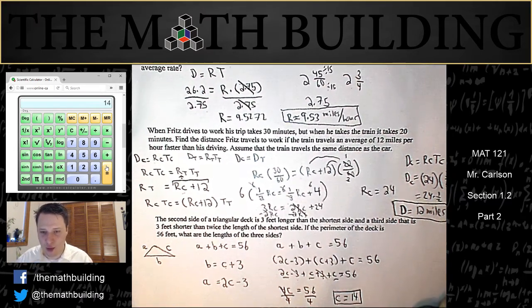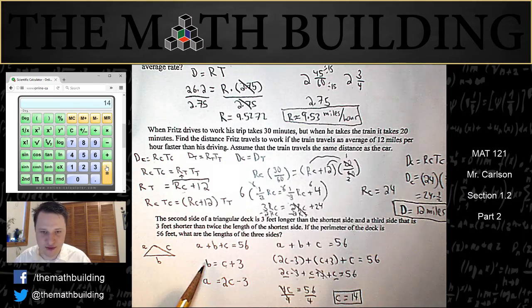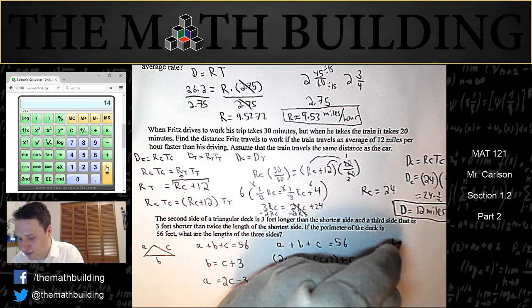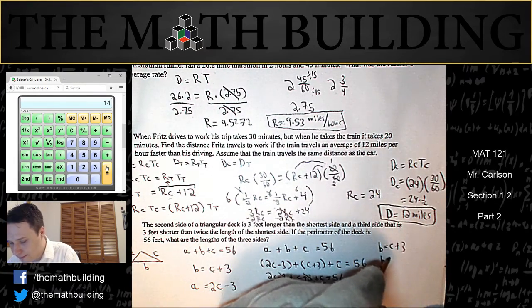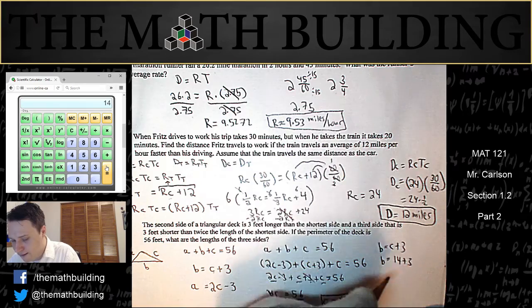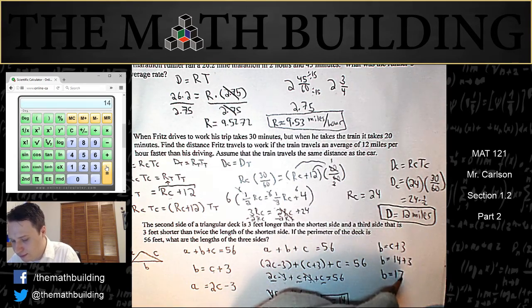Once we have one, we're going to be able to find the other ones really easily, because b equals c plus 3. And we know that c is 14. So that means that b equals 17.